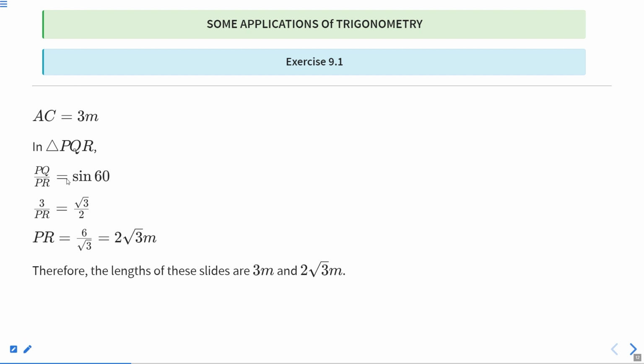And in triangle PQR, here sine 60 degree is equal to PQ by PR. Okay, and here the value of PQ is equal to 3 and sine of 60 degree is root 3 by 2, so it implies 3 by PR is equal to root 3 by 2. Okay, so 3 by PR is equal to root 3 by 2, and it implies PR is equal to 6 by root 3, and this is equal to 2 times root 3 meter. Okay, so therefore the length of the slides are 3 meter and 2 times root 3 meter. Okay, so let us move to next question.